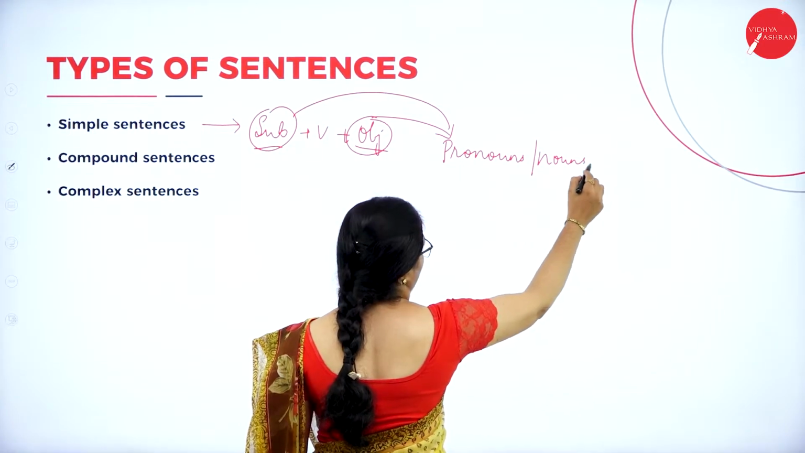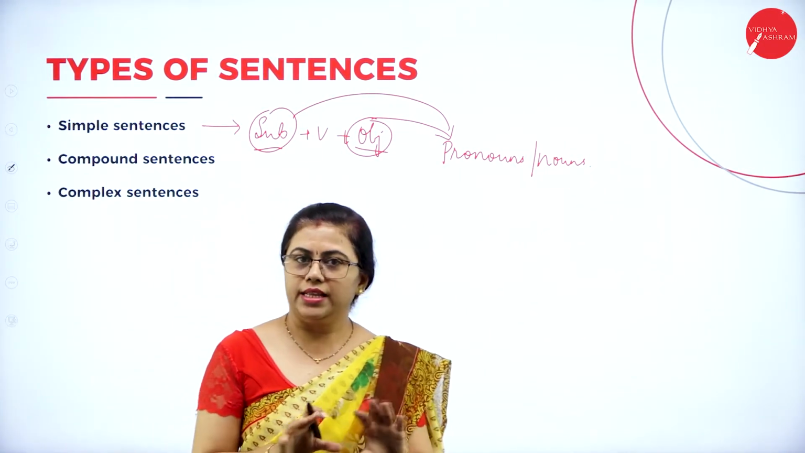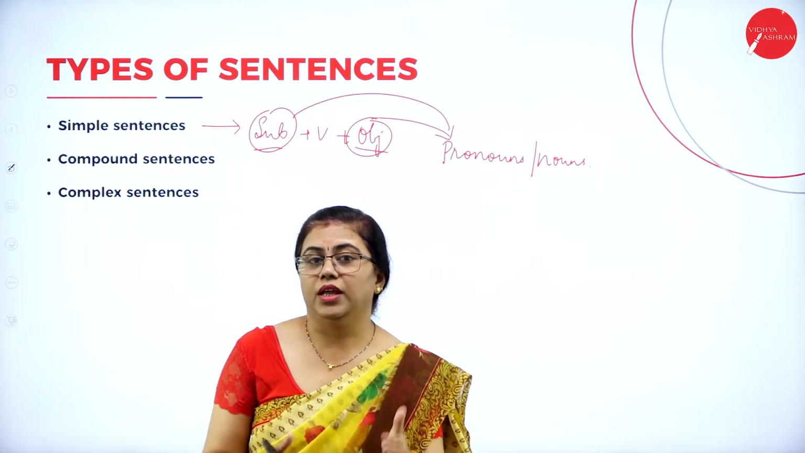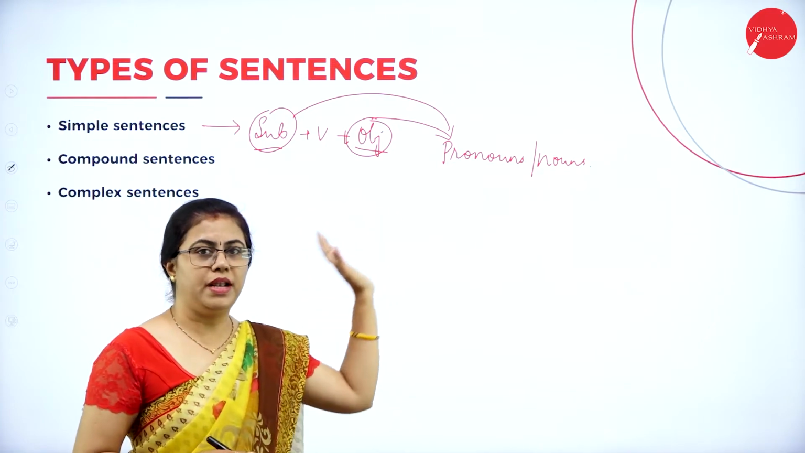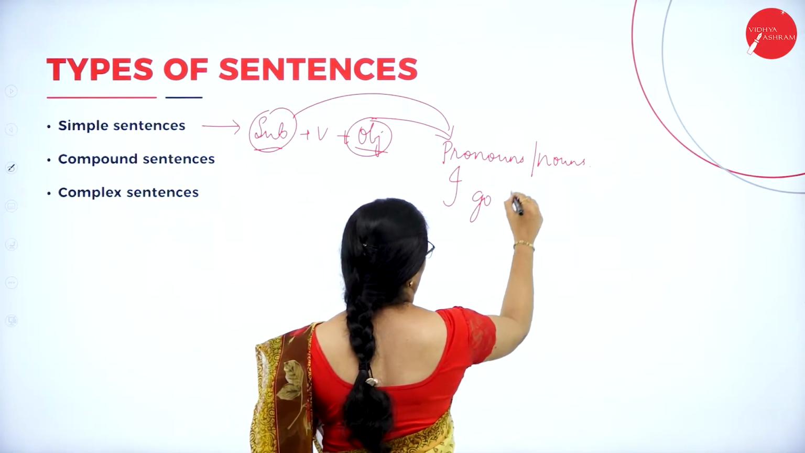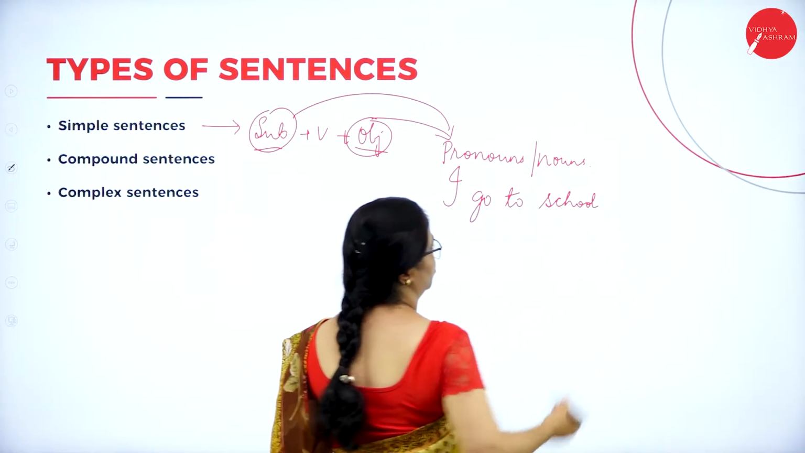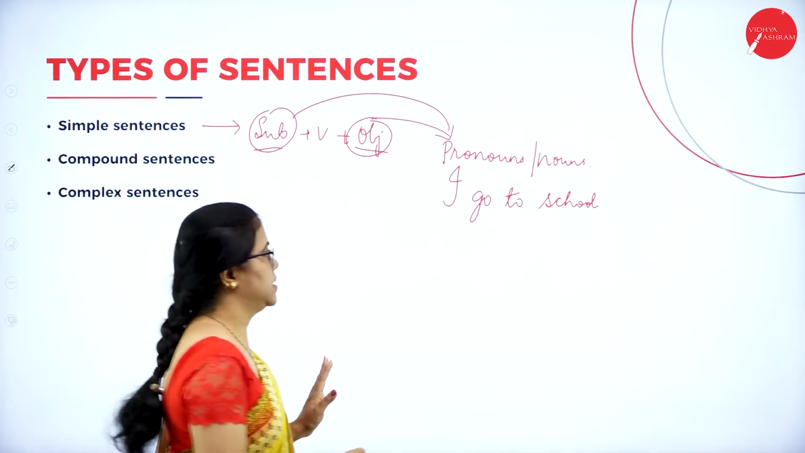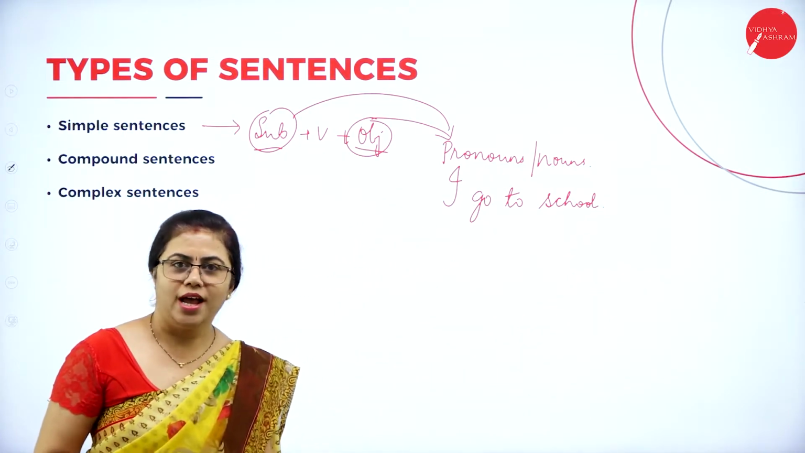Just to give an example, any sentence that gives you direct meaning, or is very easy for you to understand, comes under simple sentence. For example, I can say, I go to school. This is a simple sentence. So it is giving you complete meaning. It is very easy for you to understand.